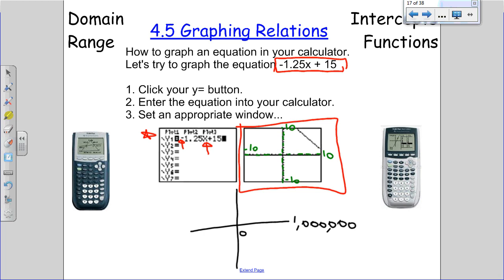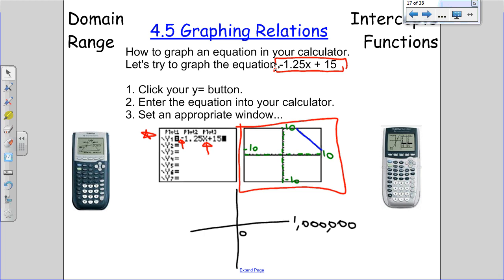Our line showed up right here. That blue line is the equation negative 1.25x plus 15. That blue line is that equation, and you can do that for anything. You'll be able to bring up the line and graph it and look at it, and then you can analyze the graph, do whatever you want with it.